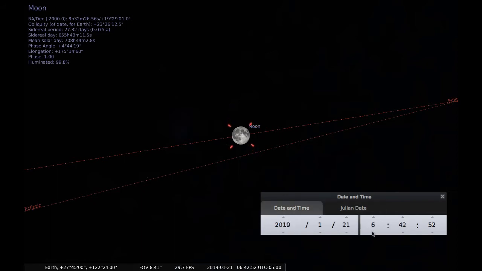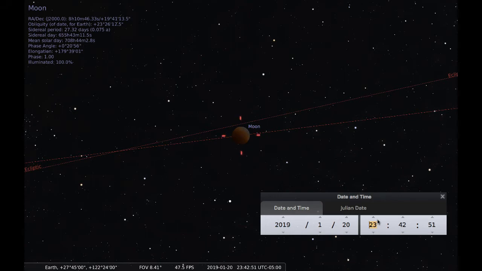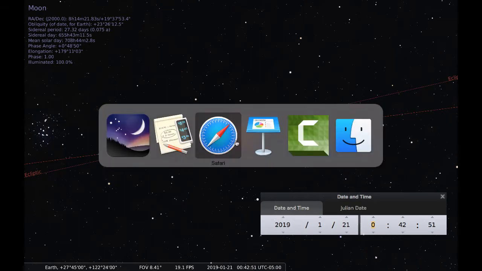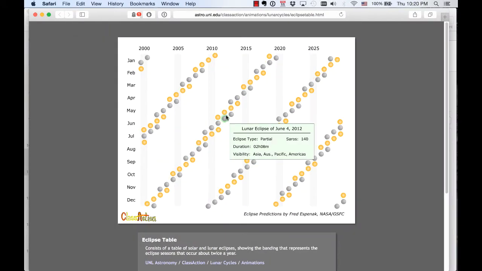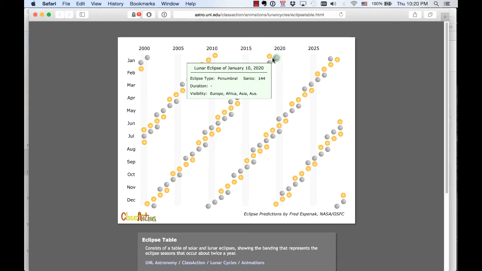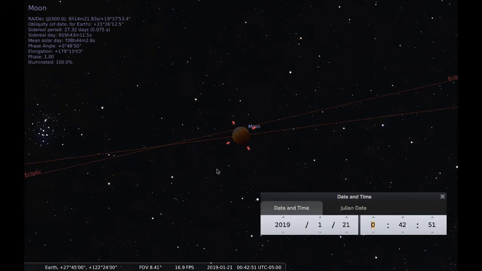And actually, I'll just jump back in time here. There we go. There's that total lunar eclipse on January 28th, 2019. So if I jump, it should be 3.8 ahead from this one. So 1, 2, 3, almost 4. Actually, it's this one back here. January 21st, 2019. That's this one right here.